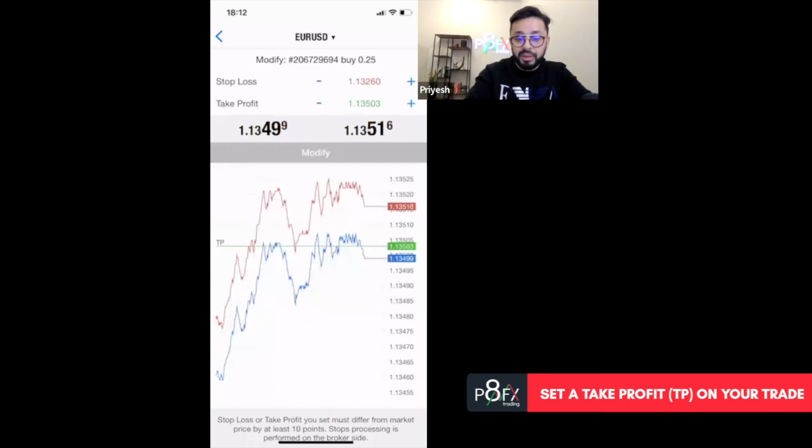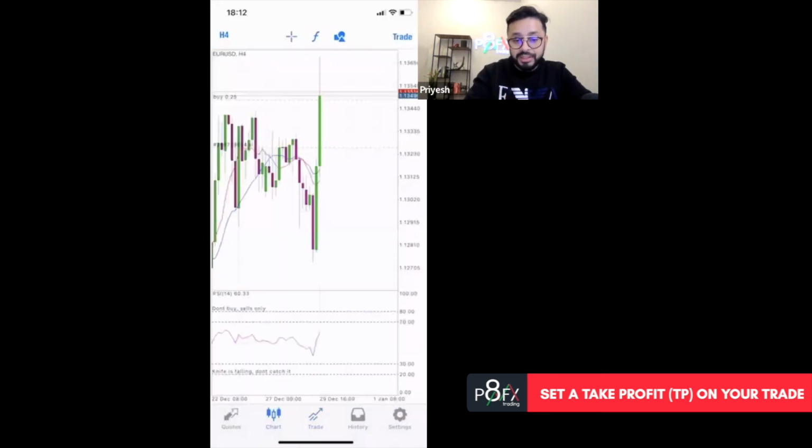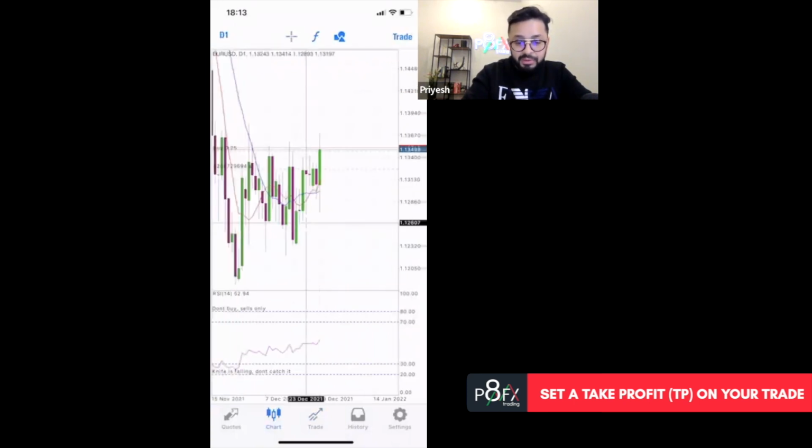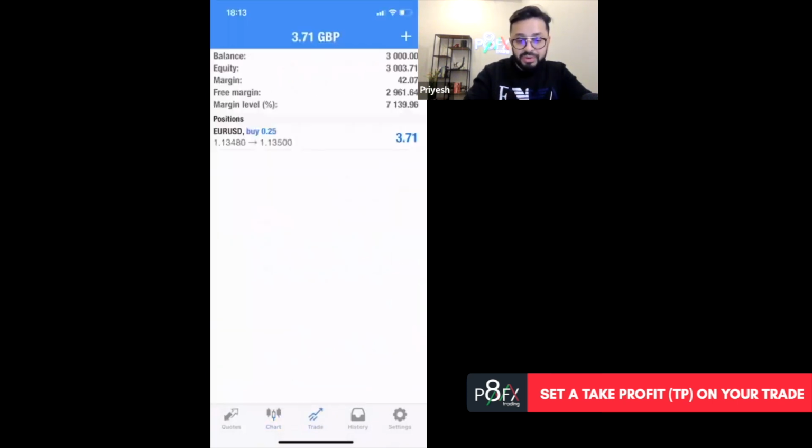So in this example, I'm just going to go back to the chart screen, go to a higher time frame, the daily. And then I'm going to say, just as an example, I expect price to go to here. So 1.1380. Back to the trade screen.